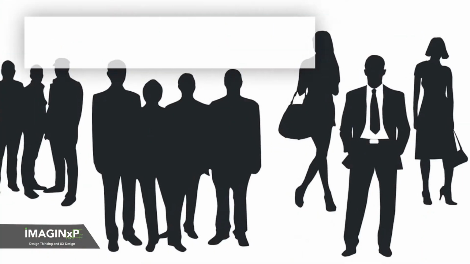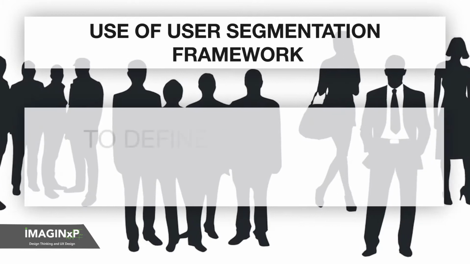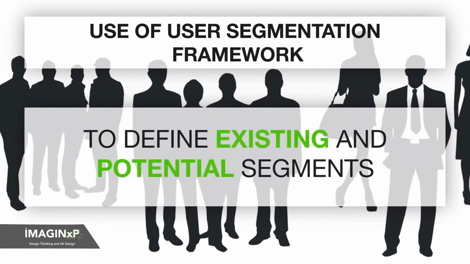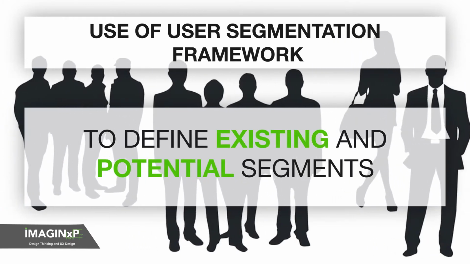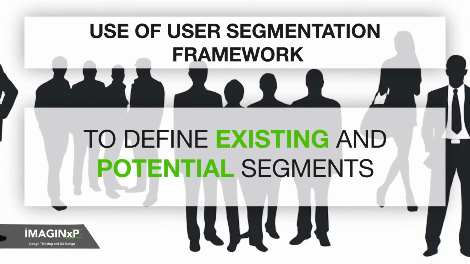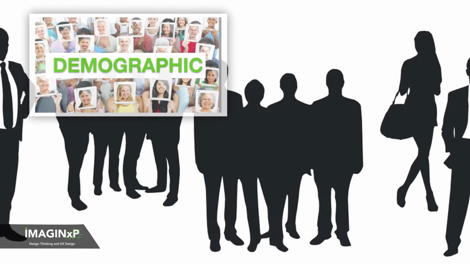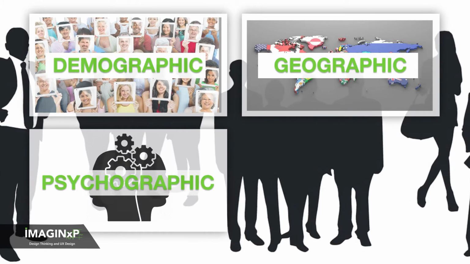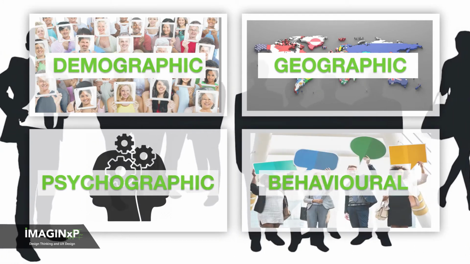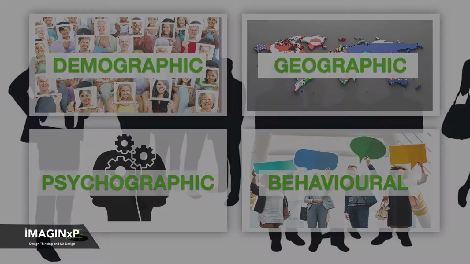available to them. The user segmentation framework is widely used to define existing and potential segments based on four main parameters: demographics, geographic, psychographic, and behavioral. Let's look at each one of these in detail.